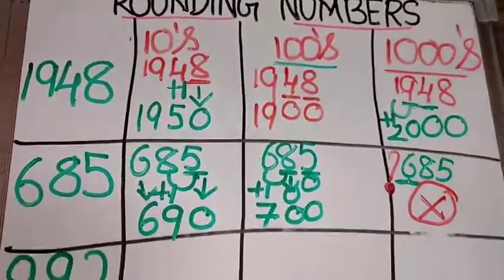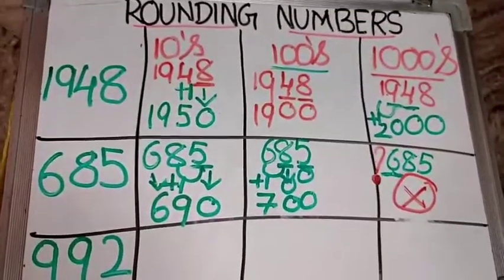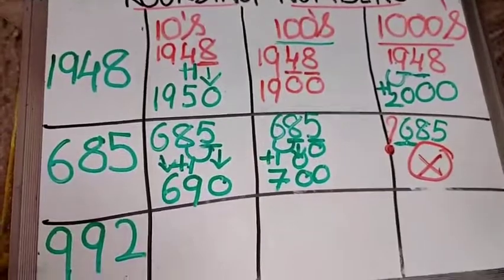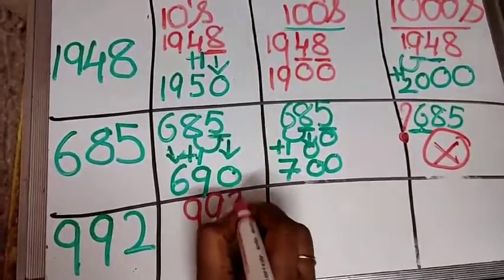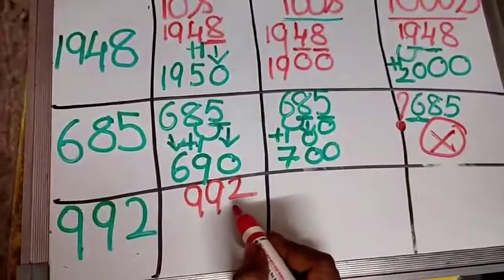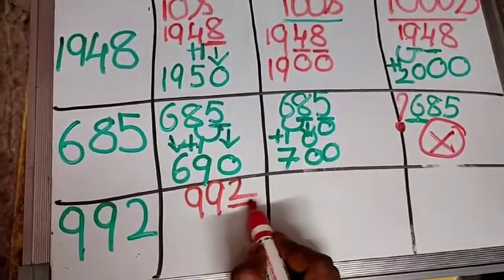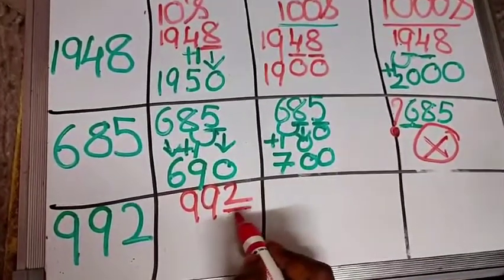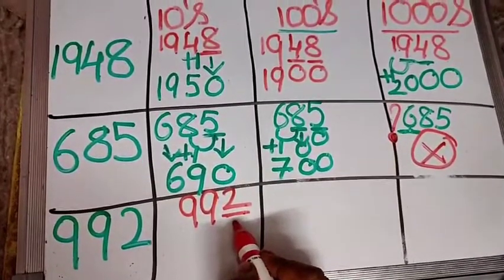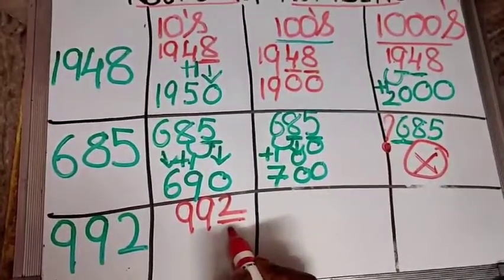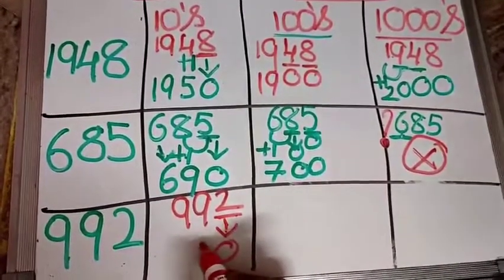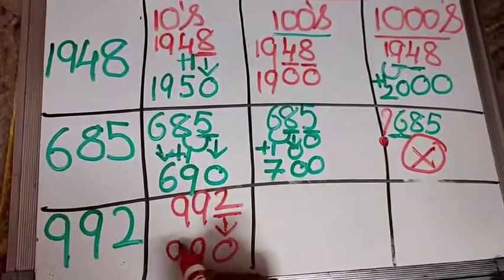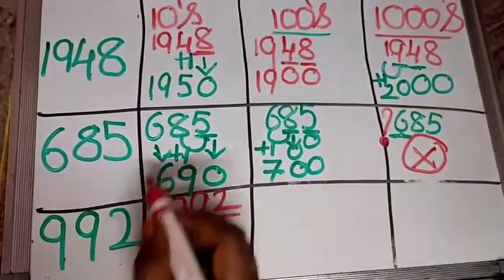Now let us find the rounding number of nearest tens, hundreds and thousands to 992. So 992 I am taking. Now take this 2 because we are finding for nearest tens. So check 2 is less than 5 or greater than 5 or equal to 5. Yes, it is less than 5. So take this as 0 and get the remaining numbers down. So 990 is the rounding number of 992 to nearest tens.